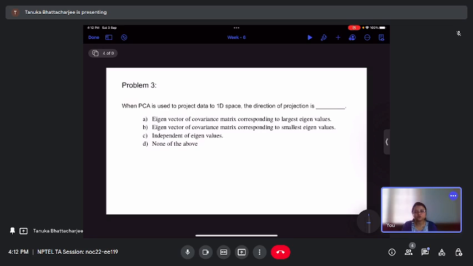because you are projecting to a 1D space. That direction will give you the best representation. So, that will give you the minimum squared error. As you have already learnt the derivation from the course lecture, you will already know that the answer is eigenvector of covariance matrix corresponding to the largest eigenvalue. That will be the direction of projection when you are using PCA to project data from some high dimensional space to 1D space.